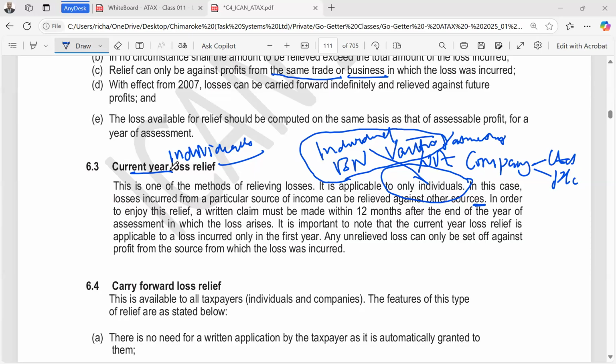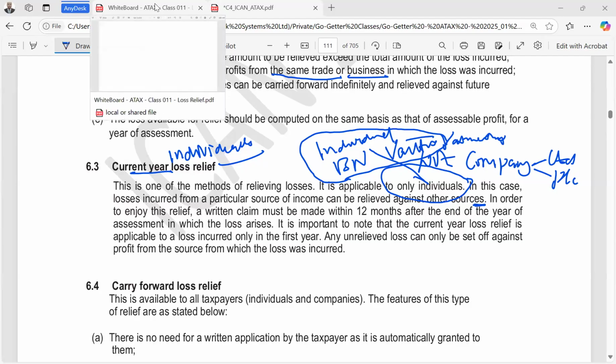The current year loss relief is not clear enough. Which side is not clear? The side that you are explaining about 12 months after the end, and the current year loss relief is applicable to a loss incurred only the first year. Those two areas. Yes. Maybe I should use figures. The only way to explain now is to use figures. All right, let me use figures now to explain.